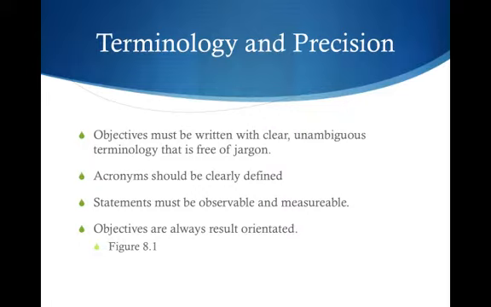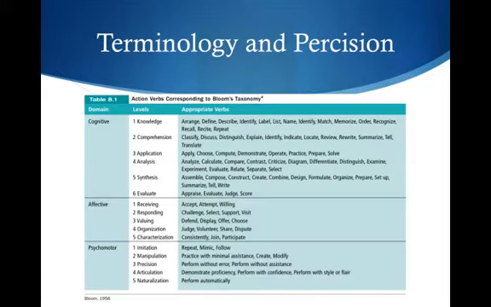That's simple. Objectives are always result oriented. So an example of this, if I give you an objective and the result was not good on this, then we need to probably redefine and relook at our objectives and assess it. Not only assessing the objective itself, but maybe assessing the delivery of the content for the objective. And figure 8.1 in your books kind of covers this a little bit.